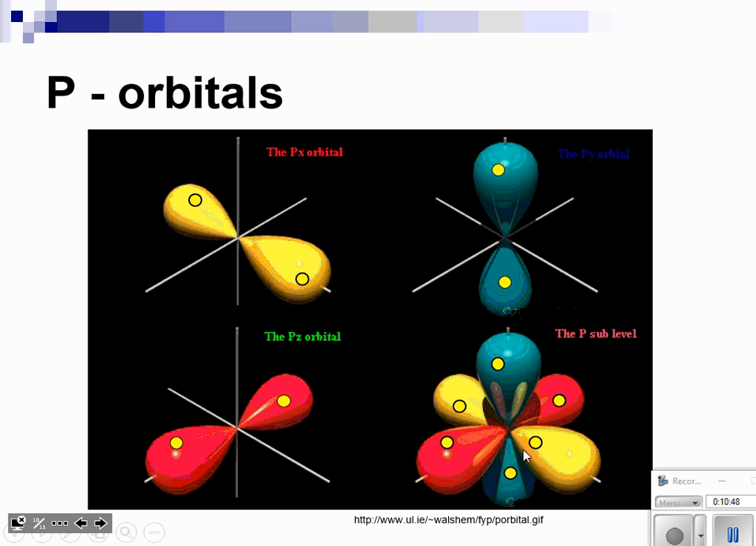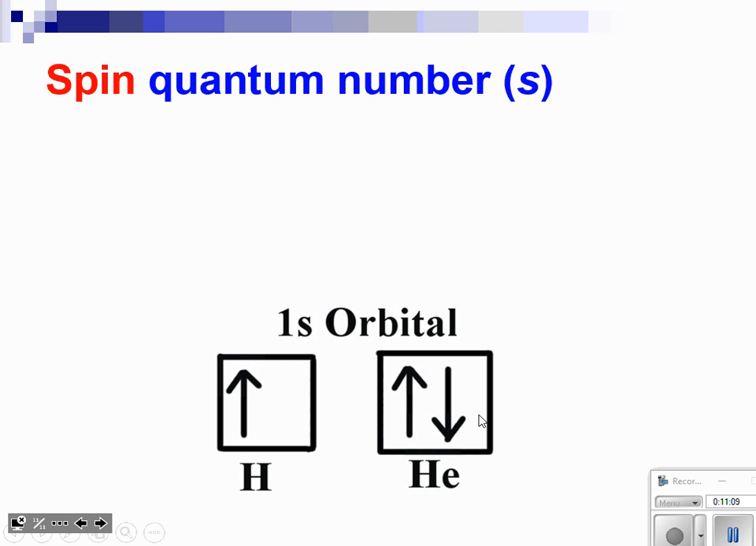Now, all this picture right here is just all 3 of the p orbitals together. It's not separated into the px, the py, and the pz. So there are 3 of them, and each one holds 2 electrons. 3 times 2 is 6 total electrons.